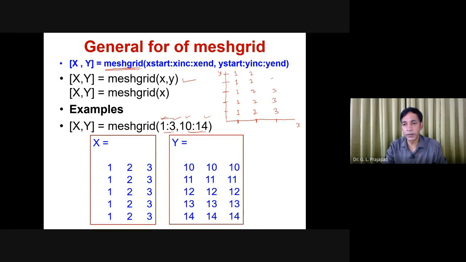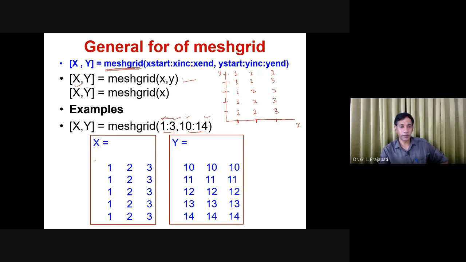Like this. And this is the 3. Everywhere you have the 3. So this is the x. This is the output of x. So x is what? How many rows? 1, 2, 3, 4, 5. 5 rows and 3 columns.